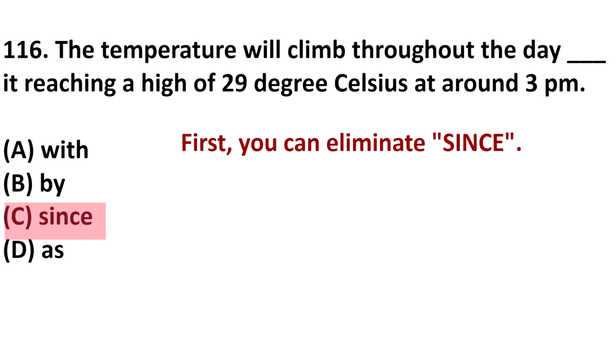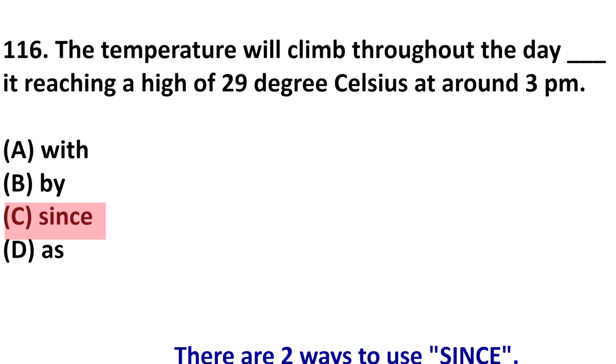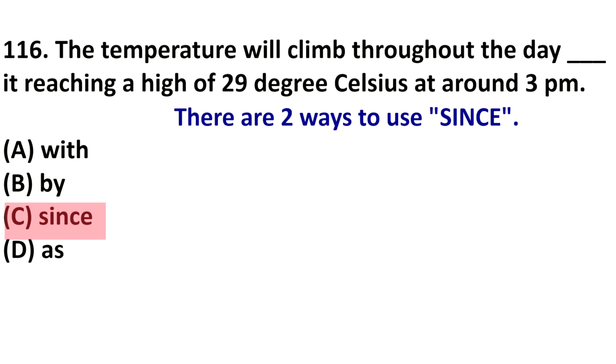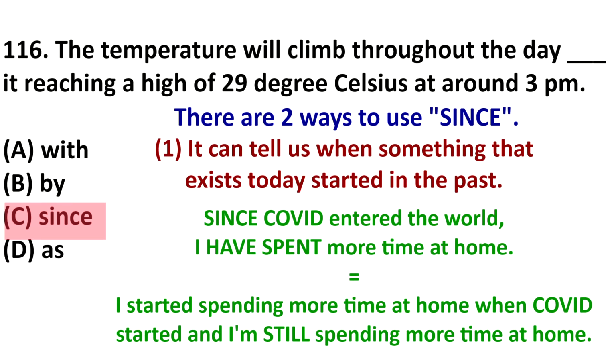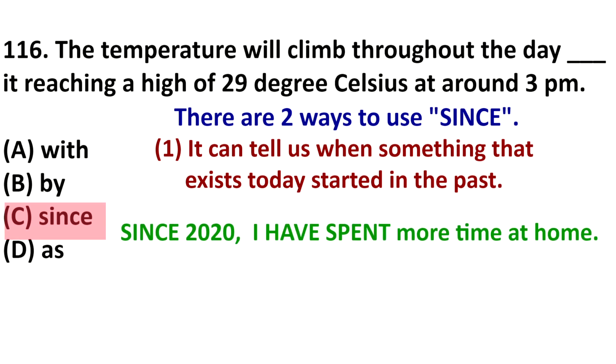First, let's eliminate since. Well, why? Since can be used in two ways. It can tell us when something that is happening today began. So it tells us when something began. For example, since COVID entered the world, I have spent more time at home. So I started in the past, and today this is still happening. So since COVID started, I have spent more time at home. Or since 2020, I have spent more time at home.